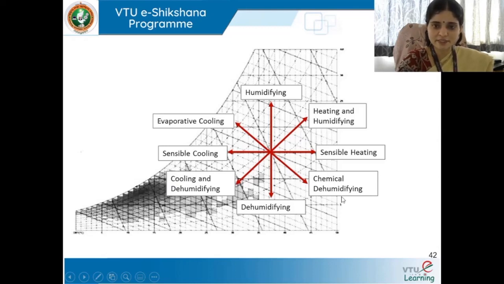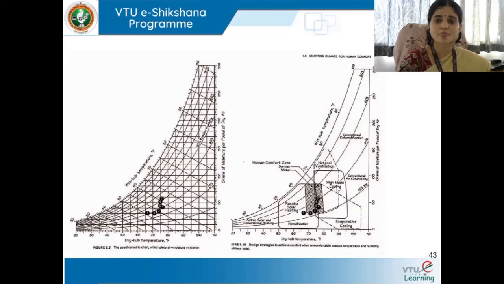chemical dehumidifying. So what we normally do is we plot the existing conditions, we deduce the comfort conditions that our HVAC or AC would want to achieve, and then plot the projected parameters. That will tell us how to calibrate the system settings, or what should be the capacity of the air conditioning system that we would want to design.